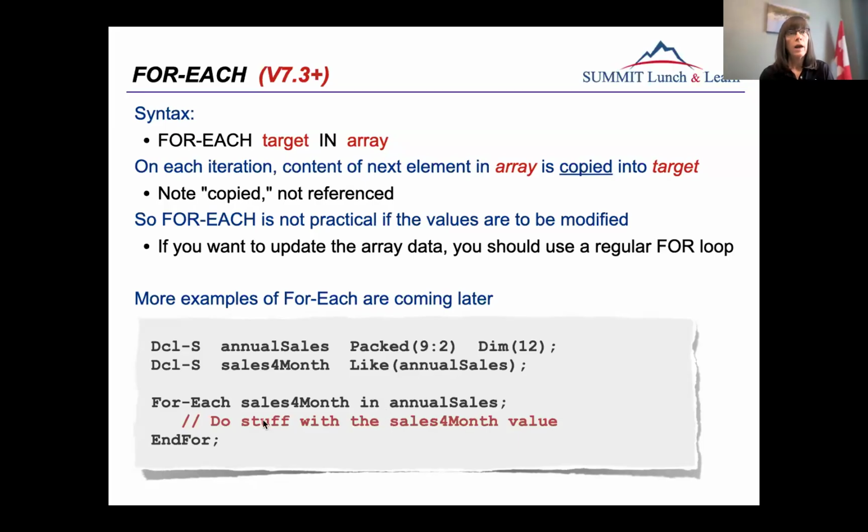Now, when you go through the for each, the first time through, the first element of the annual sales array will be copied into the sales for month. And you can do whatever you want to do with that value. And then the next time through, it'll move on to the second one, etc. Right? So hopefully that's pretty clear.